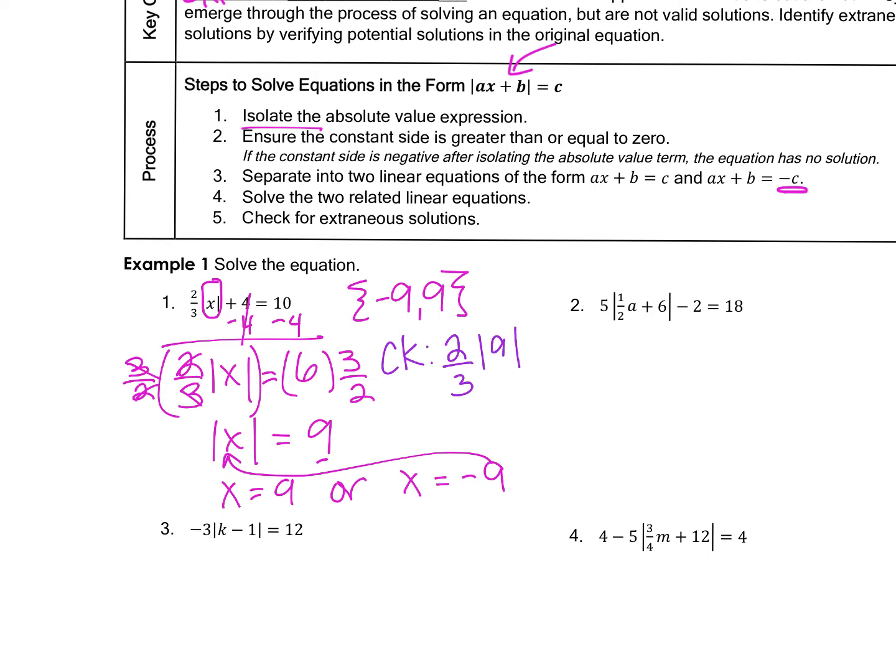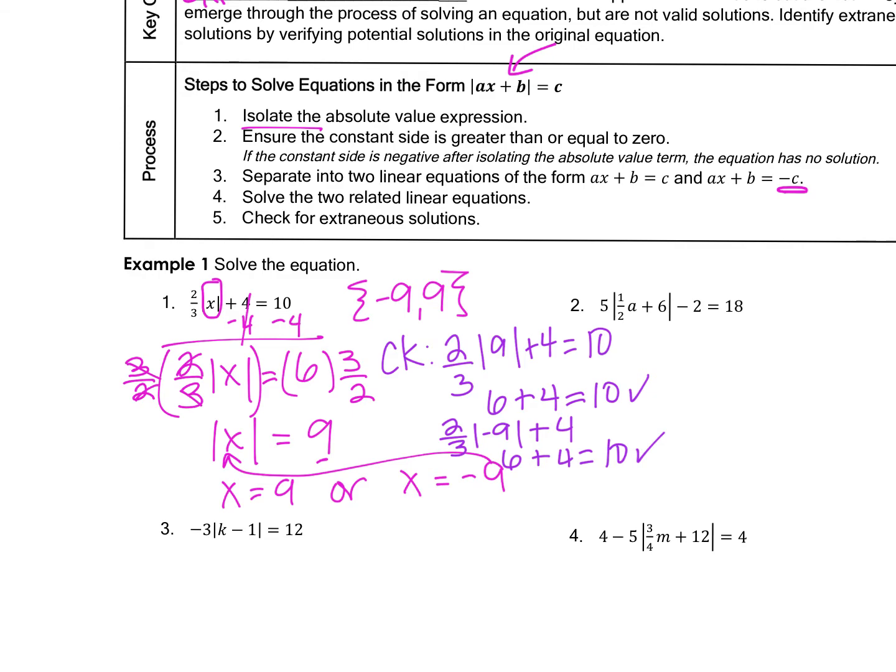So I'm plugging in a 9 for x to make sure that it equals 10. So absolute value of 9 is 9. I multiply it by 2/3. So that's going to give me 6 plus 4, which gives me 10. So that one works. Now I'll do the same thing and plug in negative 9. Absolute value of negative 9 is 9 times 2/3 is still 6 plus 4, which gives me 10. So that one also works. So make sure when you solve an absolute value equation that you're checking to make sure that it works. Okay, if it doesn't work, that's an extraneous solution.